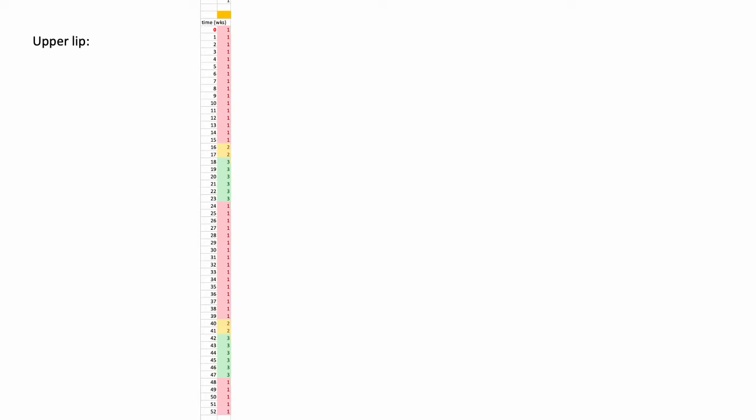So for the upper lip, it looks something like this. We've got the time axis going from top to bottom. So you've got a full cycle of 24 weeks. That's one complete cycle for the upper lip. And you can see there that there's another cycle below that, and then the start of a third cycle. So in 1 year, you're only going to get 2 complete cycles of hair growth on the upper lip.